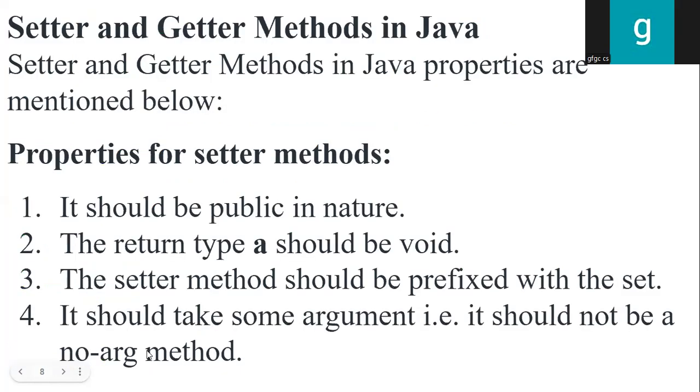Setter and getter methods in Java. The properties are mentioned below. Properties of a setter method: first, it should be public in nature. Second, the return type should be void. Third, the setter method should be prefixed with set. Fourth, it should take some argument, that is, it should not be a no-argument method.